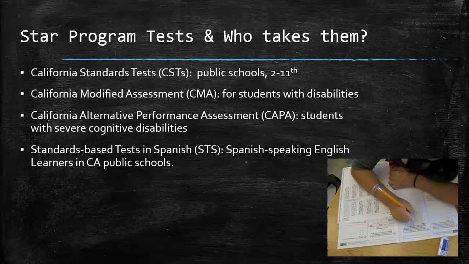And finally, we have the standards-based test in Spanish, which is for Spanish-speaking English learners in California public schools. So in order for students to qualify for the test, students must be receiving instruction in Spanish, and they should have been enrolled in a U.S. school less than 12 consecutive months in a row.